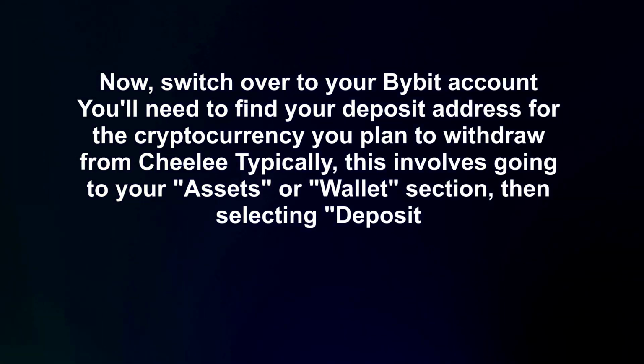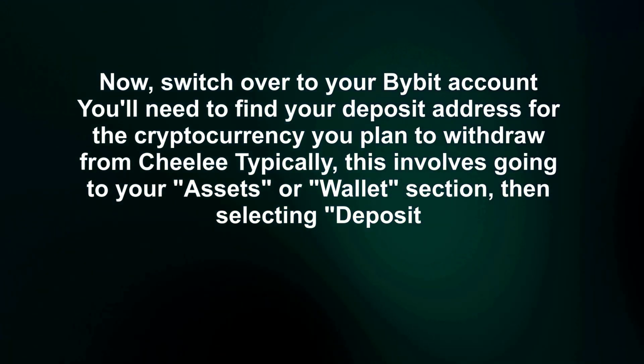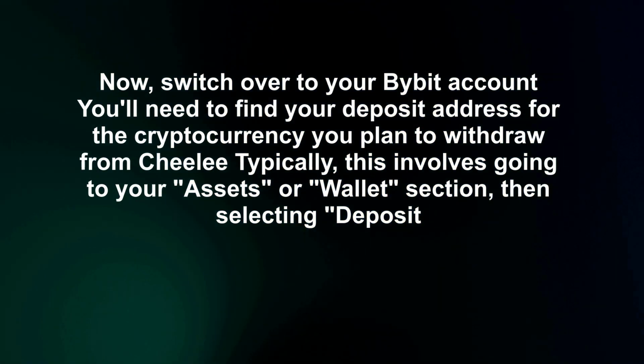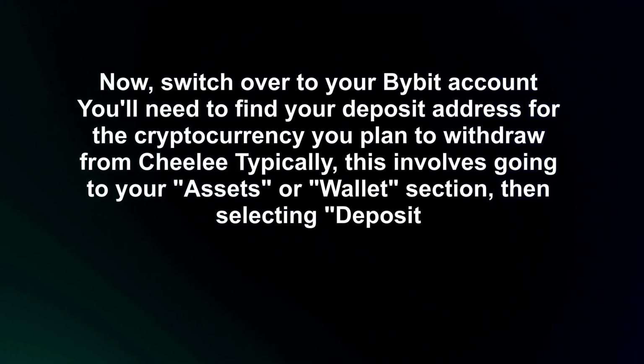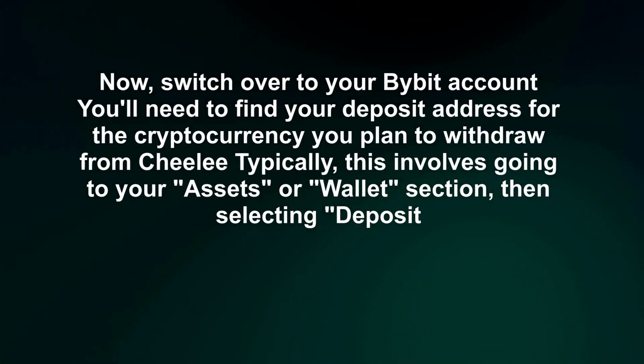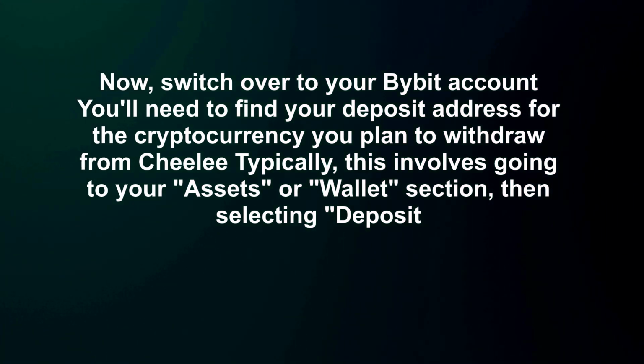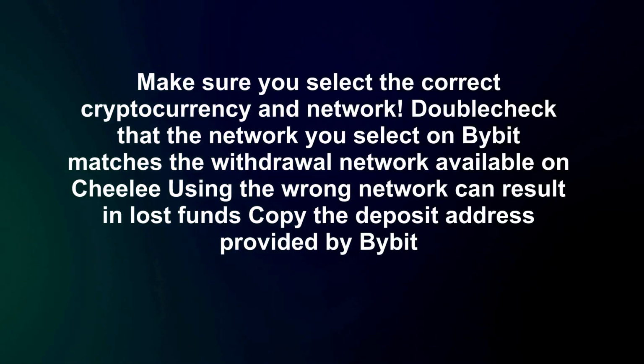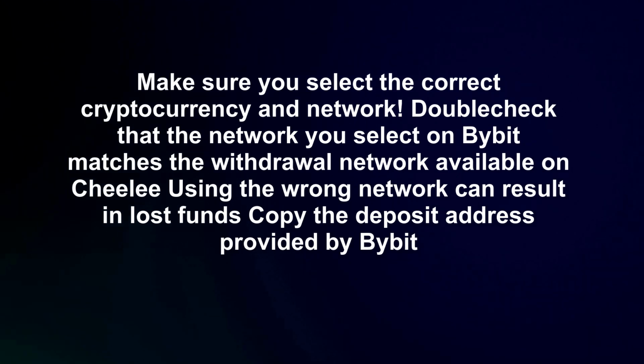Now, switch over to your Bybit account. You will need to find your deposit address for the cryptocurrency you plan to withdraw from Cheelee. Typically, this involves going to your Assets or Wallet section, then selecting Deposit. Make sure you select the correct cryptocurrency and network.